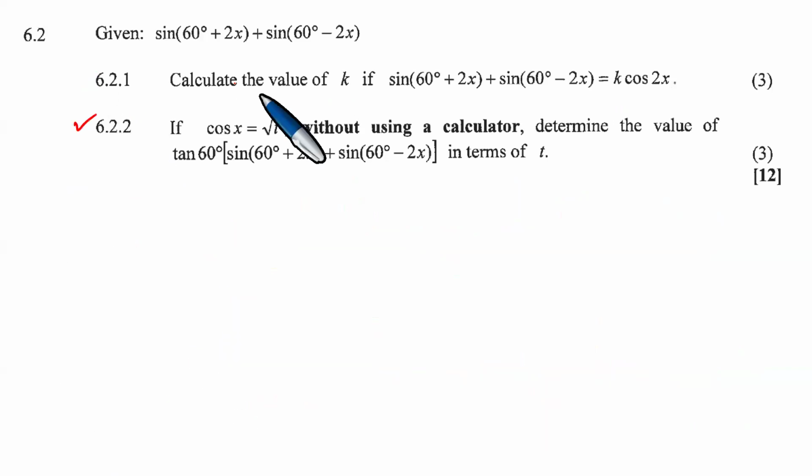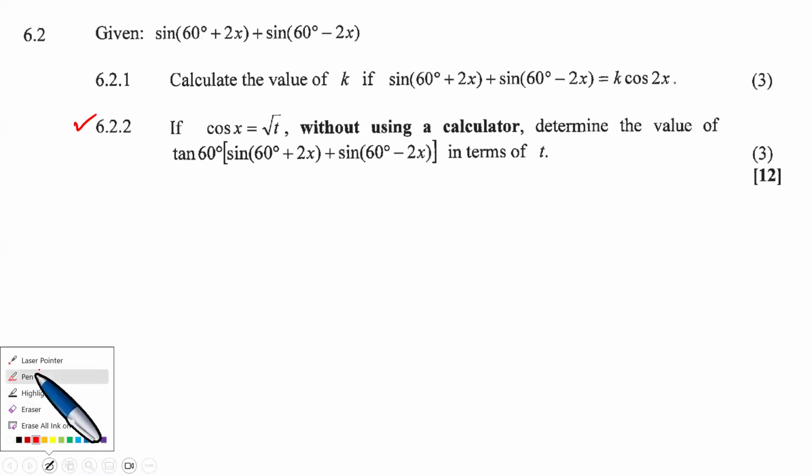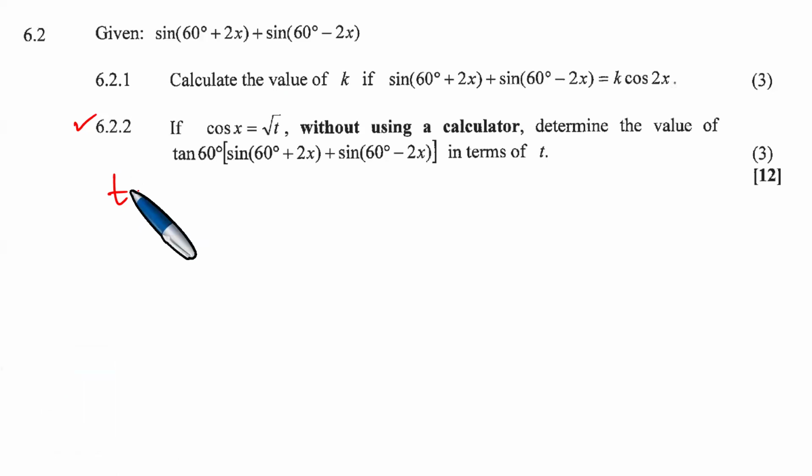Right, 6.2.2 is not different, but the examiner is saying here, we're still given the sine of 60 degrees plus 2x plus the sine of 60 degrees minus 2x. If cosine x is the square root of t, without using a calculator, determine the value of these in terms of t. So what do we do here? What do we do first? First things first in mathematics, even when a question is difficult, you copy the question.